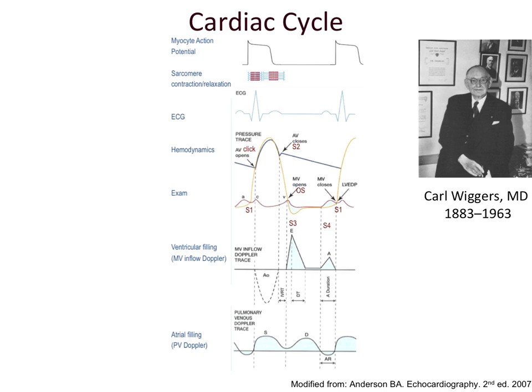So this is the Wiggers diagram. This sort of puts it all together. And we're going to talk a little bit about the pulmonary veins, okay? And what I want you to remember about the pulmonary veins is that your D wave is your E wave.